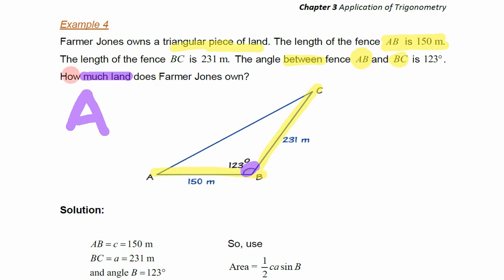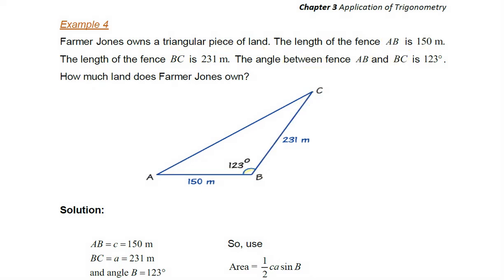So you must look at the question. What is the question asking? Is the question asking for the length of A to C? Is the question asking for the angle here? No. The question asks for how much land. How much land meaning that you are looking for the area.